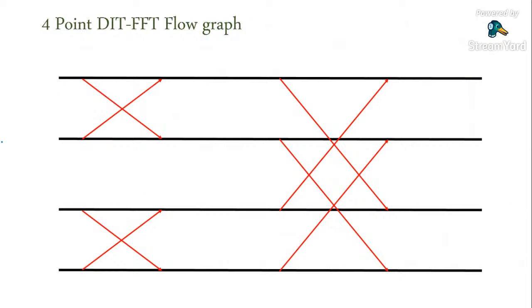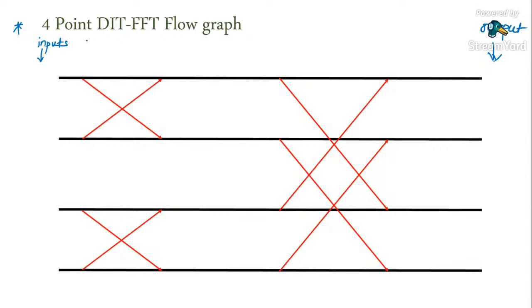Similarly, we can go with the 4-point DIT FFT flow graph. This is a 4-point DIT FFT flow graph. 4-point means there are 4 inputs and 4 outputs. This is a 2-point FFT, this is a 2-point FFT, and this is 4-point. So together it is called the 4-point DIT FFT flow graph. In the DIT FFT flow graph, the inputs are out of order. Those are the inputs, and those are the outputs. You must remember this flow graph.